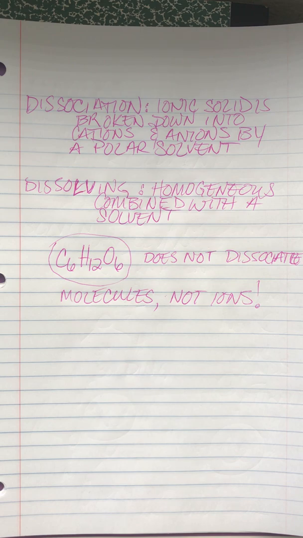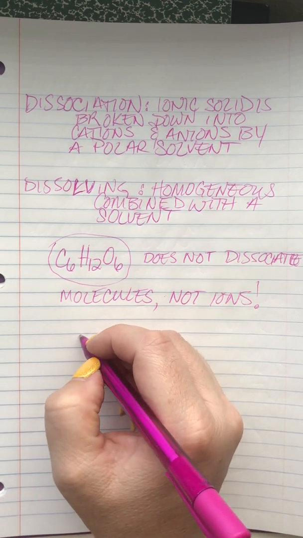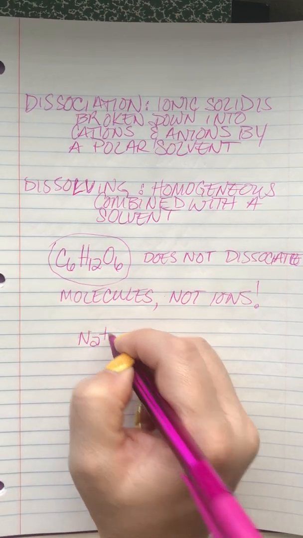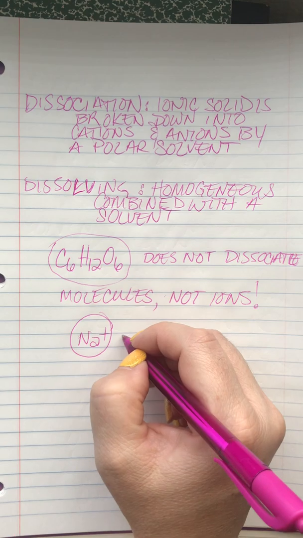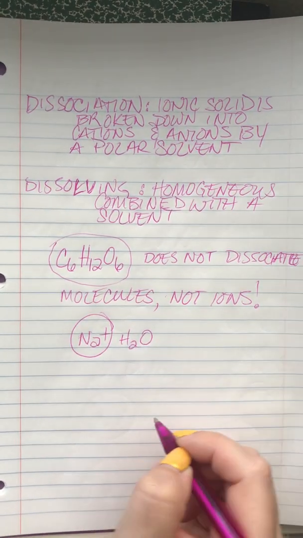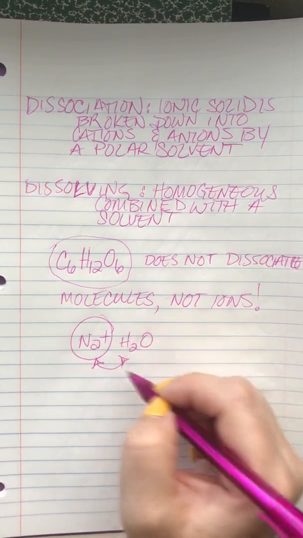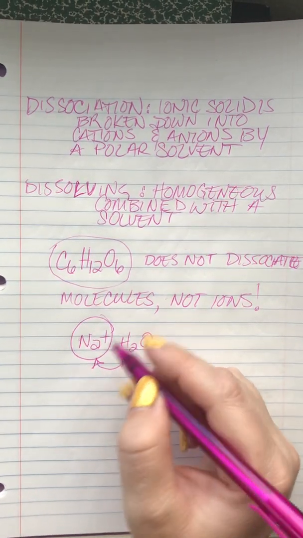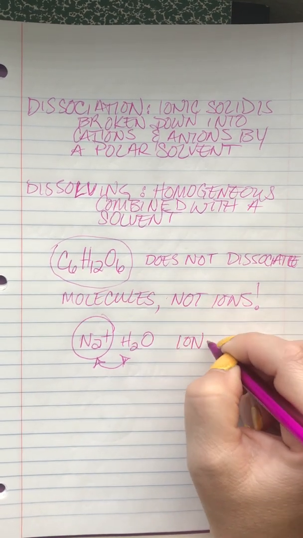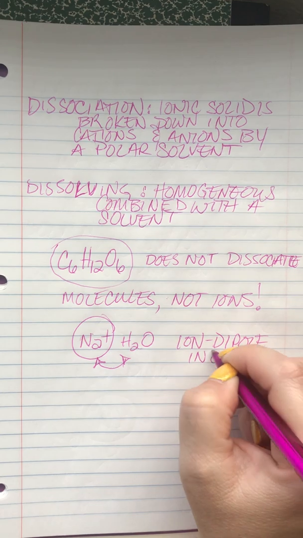So back to our picture of our ions interacting with water, right? These kinds of interactions where you have a polar solvent interacting with an ion are called ion-dipole interactions.